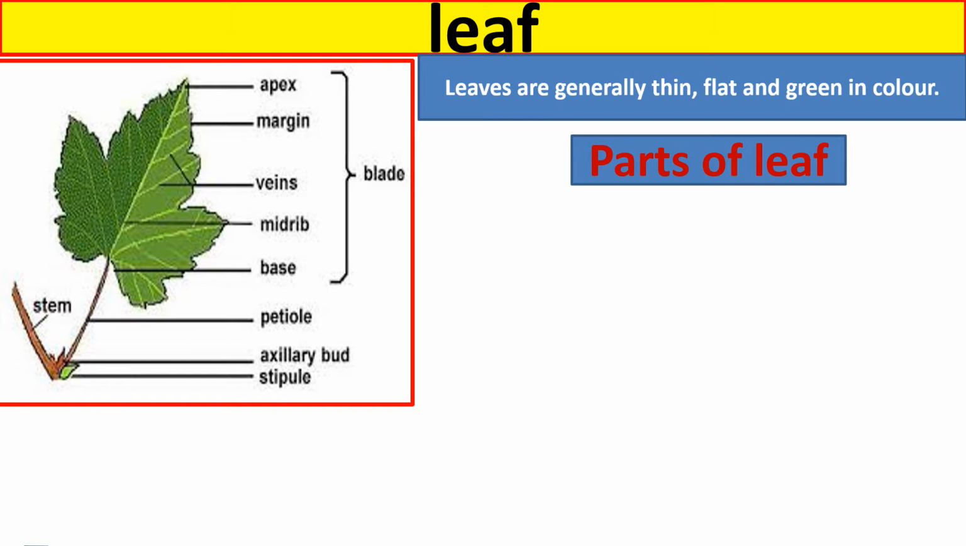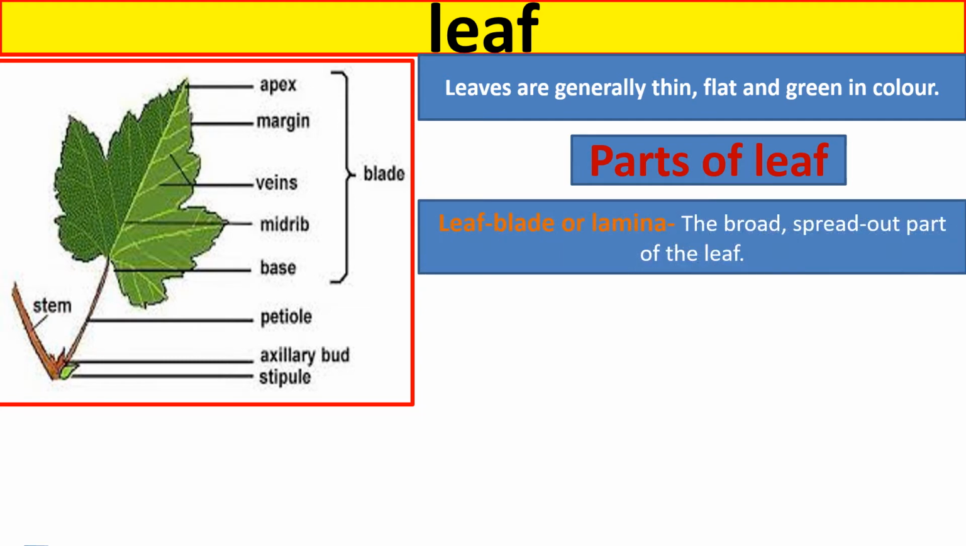So leaf is the main organ responsible for photosynthesis and leaf contains chlorophyll, through which the plant produces its energy and food. So leaf is a very important part of the plant. So let's know about the parts of leaf.